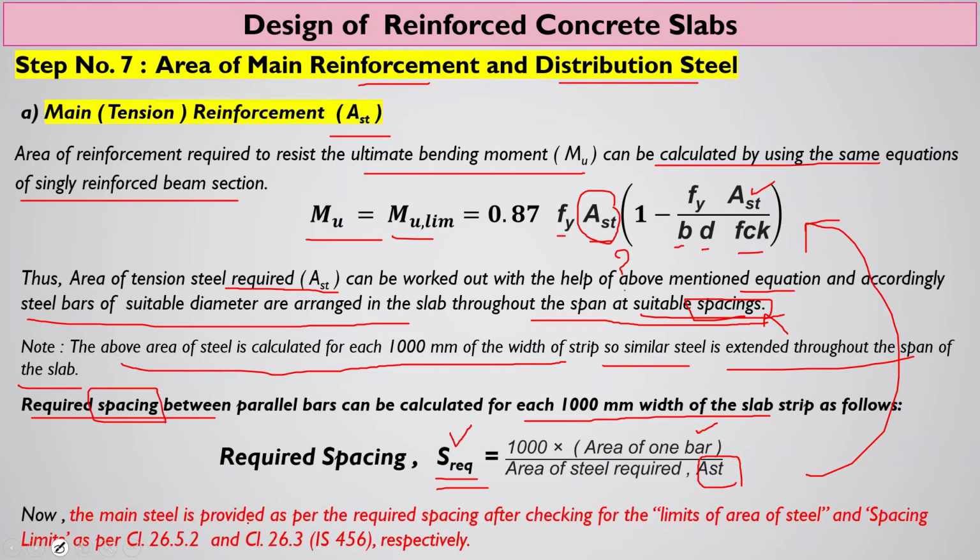Now, the main steel is provided as per the required spacing. After checking, here you have to apply another check. That check is specified in IS 456, that is the limit of area and the spacing limit. So here two types of checks we have to apply. That means the minimum or maximum steel area required, as well as the spacing limit. You can refer to clause number 26.5.2 for limits related to the area of steel, and 26.3 for limits specified by the IS code regarding the spacing between the bars. So two pieces of information you have to check here.